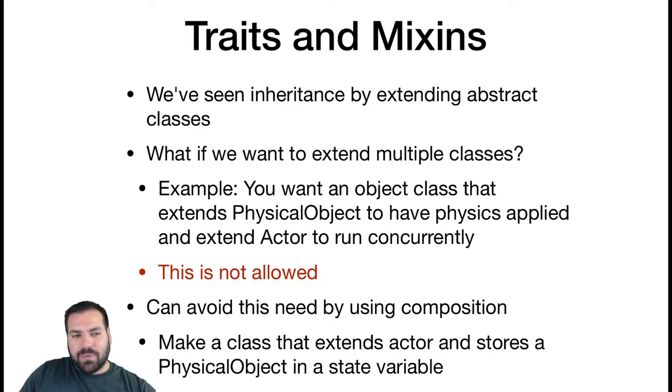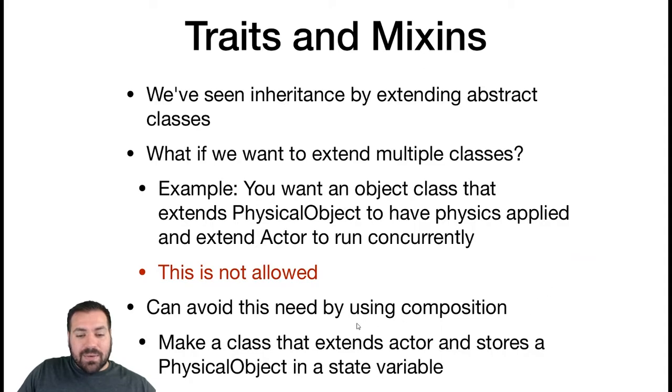The problem that we'll face is that when we have a class that needs to extend multiple classes, how would we do this? We can do extends and then a class to extend, but how do we do two? And the answer is we can't. So if we wanted to say have a physical object that also is an actor, we have to extend actor, we have to extend physical object. We can't extend both of those. Not allowed. Can't do it.